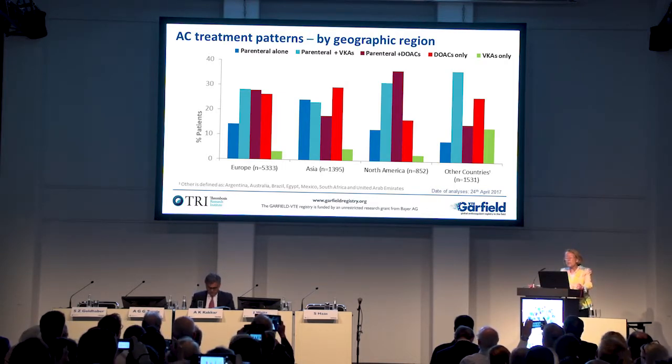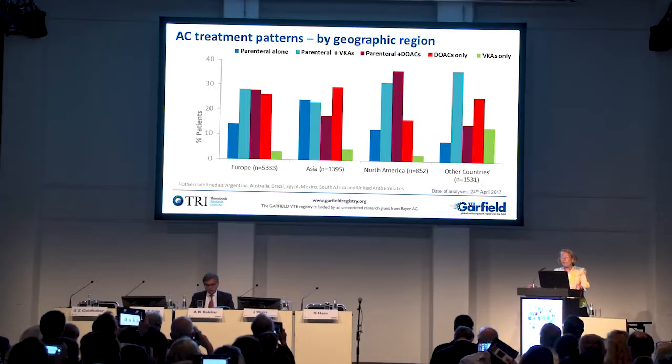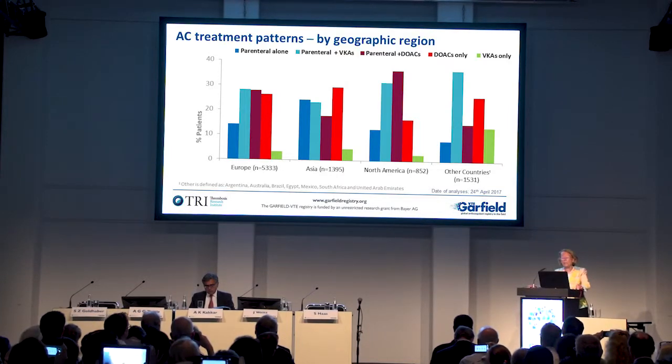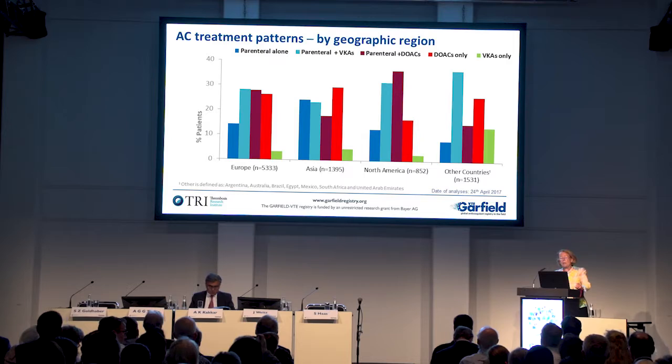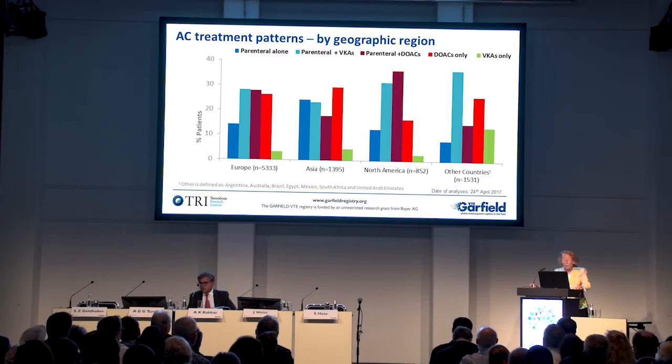This is showing the split of initial anticoagulation patterns by geographic regions. Again, there are geographic differences and variations. A nice split in Europe between parenteral or conservative anticoagulation therapy and parenteral followed by DOACs and DOACs alone. In Asia, the DOACs alone have the highest percentage. In North America, the highest percentage was parenteral anticoagulants followed by the DOACs. And in other countries, the highest percentage was standard of care.